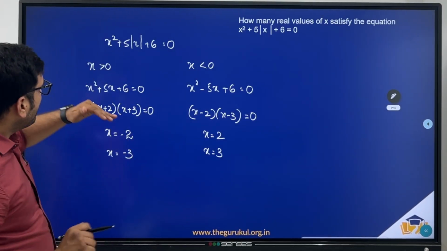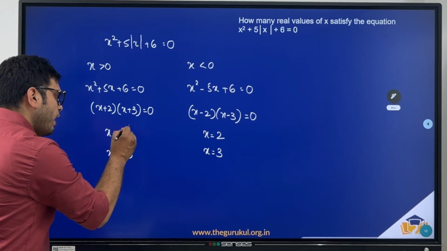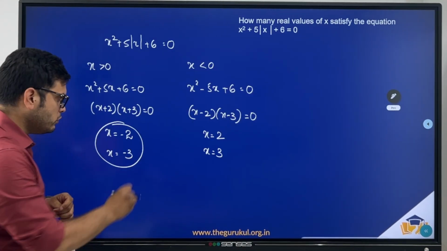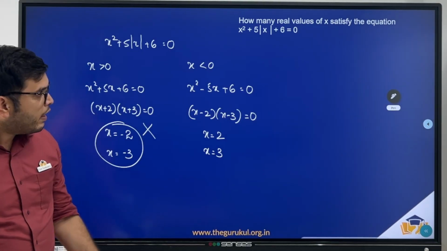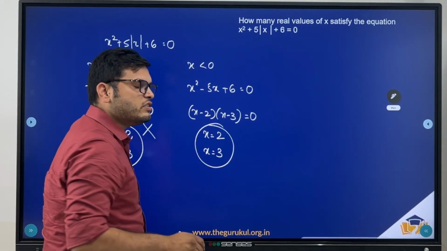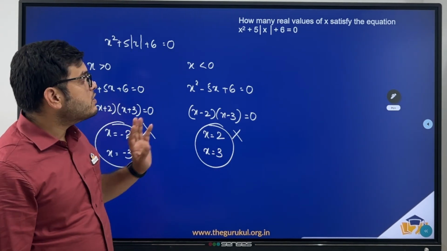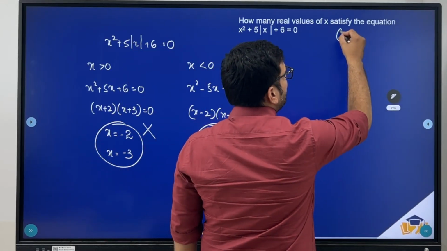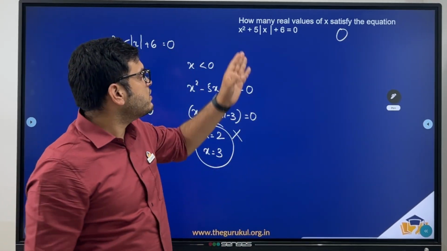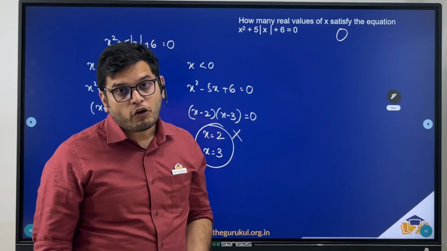Now if you observe, we have assumed x to be positive, greater than 0, but we have the values of x in negatives. Not possible. And here we have assumed x to be less than 0 and we have the values of x being positive. No. So the answer for this question has to be 0. We do not have any value of x that satisfies this equation. Now let's look at the shortcut way of solving this question.